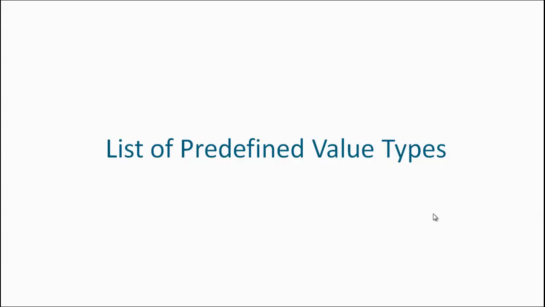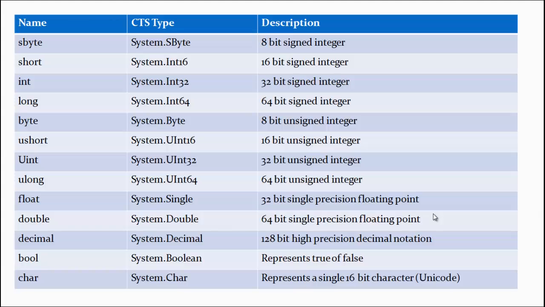Fine, let us have a quick look at the list of predefined value types. SByte is an 8-bit signed integer, short is a 16-bit signed integer, int is a 32-bit signed integer, long is a 64-bit signed integer. Byte is an 8-bit unsigned integer. Unsigned in the sense it will utilize all the 8 bits to store the number and not store the sign, negative or positive. ushort is a 16-bit unsigned integer, uint is a 32-bit unsigned integer, ulong is a 64-bit unsigned integer.